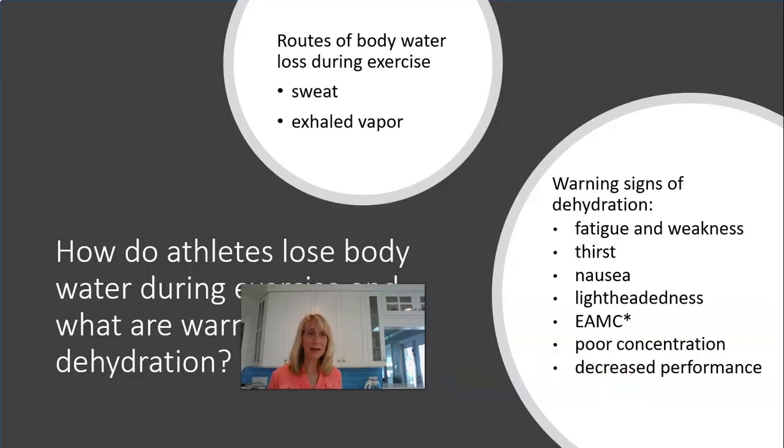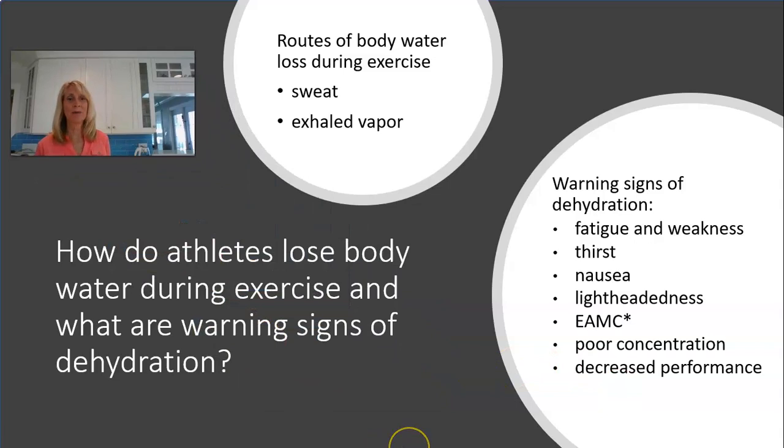All right, so how do athletes lose body water during exercise, and what are some warning signs of the process of dehydration? Basically, athletes lose body water during exercise in two ways: sweat and exhaled vapor. I always use the example, if you go up to a window or a mirror and you breathe on it, you'll see condensation there, and that's showing you that there's loss of moisture. So those are the two routes of body water loss.